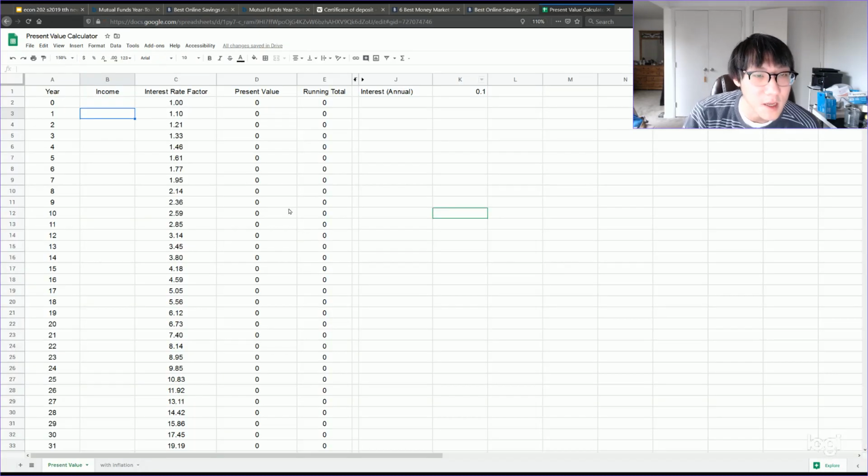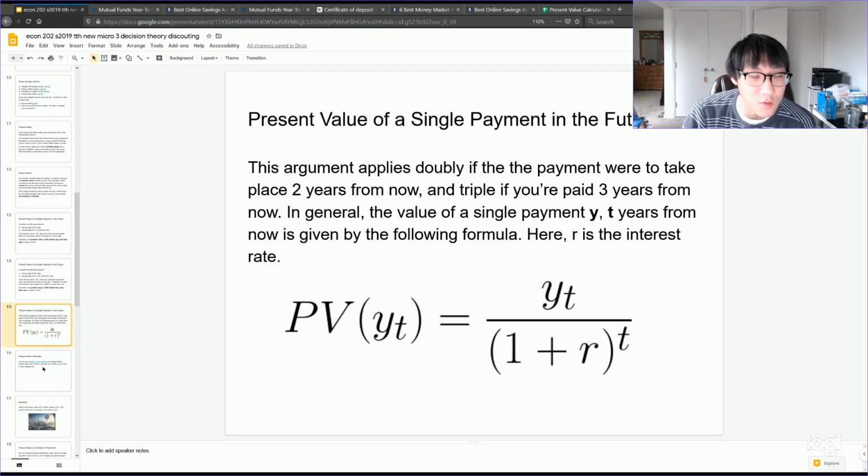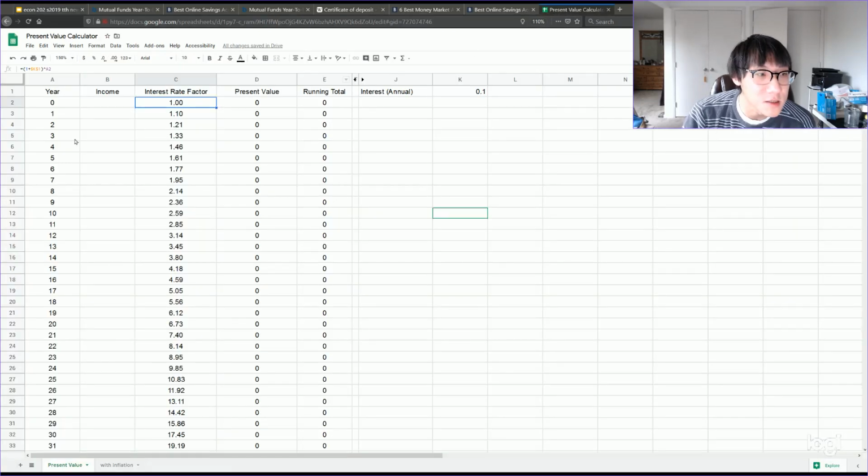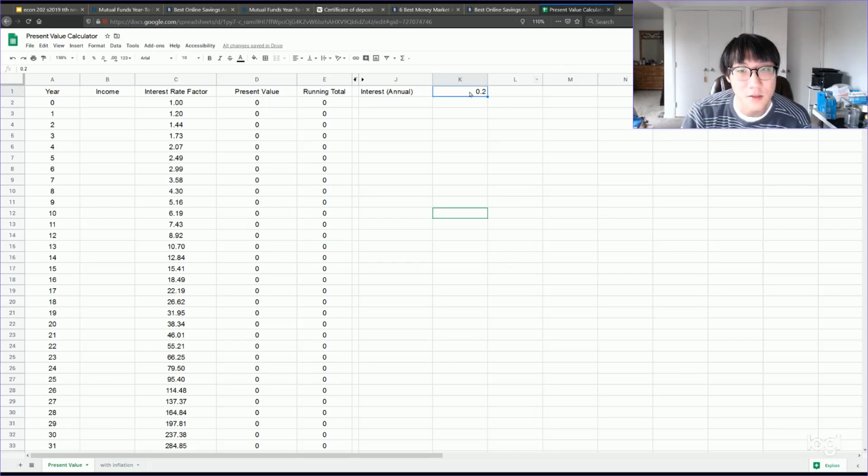So how does this calculator work? You can see it's pretty straightforward. I have years and a place for you to fill out income going down. And notice in the middle here, in column C, I have the interest rate factor. This interest rate factor is simply the term that I showed you before, 1 plus the interest rate raised to the power t, where t is the amount of time in years. Obviously, if I change the interest rate, this interest rate factor is going to change. So for example, if I double the interest rate to 0.2, then this interest rate factor is going to change.